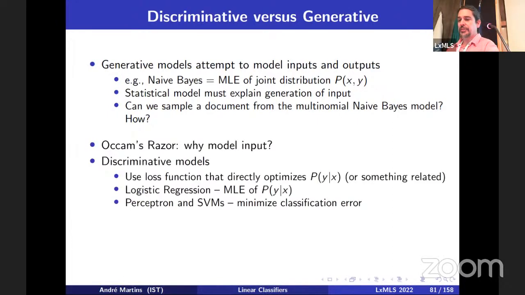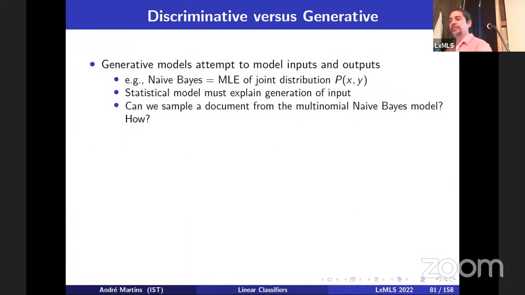Okay, so let's recap a little bit what we have done. The naive Bayes model, as I was pointing out in the beginning, is an instance of a generative model. This kind of models attempt to model inputs and outputs. It's estimated by doing maximum likelihood estimate of the joint distribution of x and y. And one benefit of generative models is that we can do more things with them rather than just predicting labels.